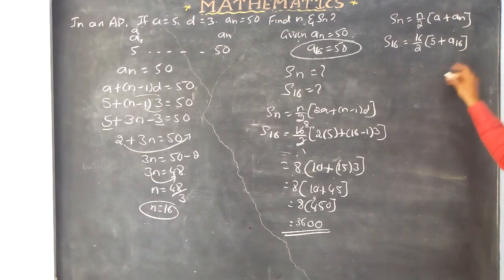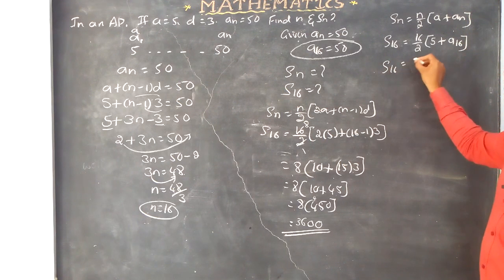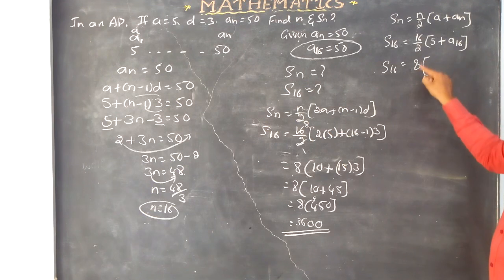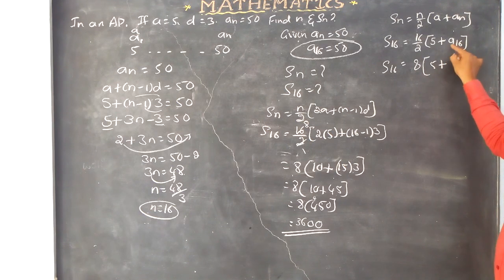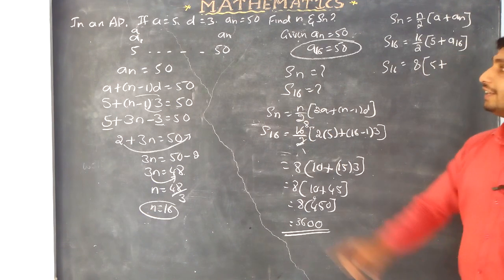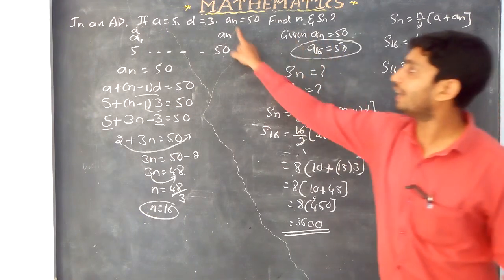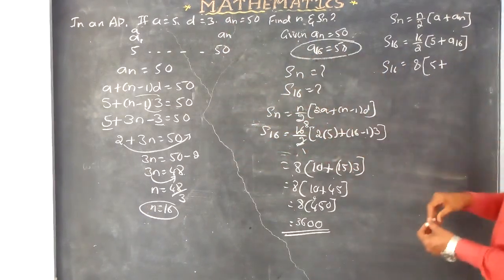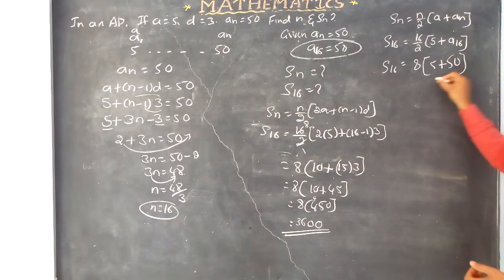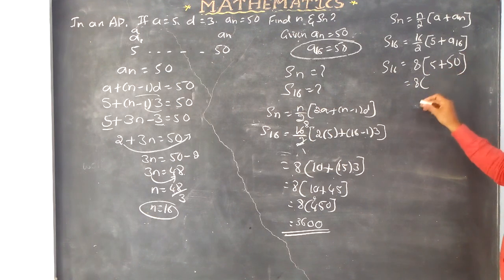That is s16 is equal to 8 into 16 by 2 means 8 into 5 plus a16. How much is a16? Yes, a16 ಎಷ್ಟು ಬಂದಿದೆ? 16ರ ಟರ್ಮ್ ಅಂತ ಗೊತ್ತು, 16ರ ಟರ್ಮ್ ಎಷ್ಟು ಅಂತೆ? 50 ಅಂತೆ. That is 8 into 50 plus 5, ಎಷ್ಟಾಯಿತು?